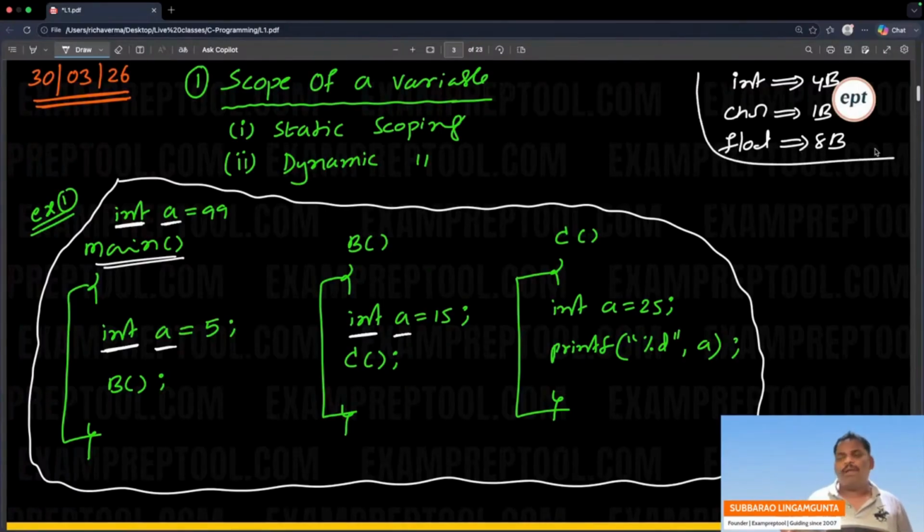But remember, it varies from compiler to compiler and platform to platform, so these will keep on changing. In the examination, they will mention how many bytes an integer, a character, and a float take. If they don't mention it, assume they didn't, and you can take whatever I have given.